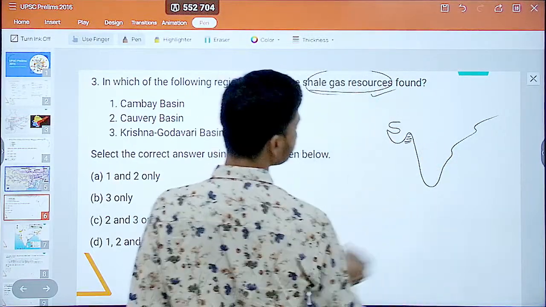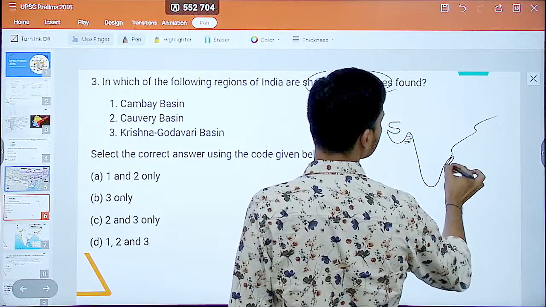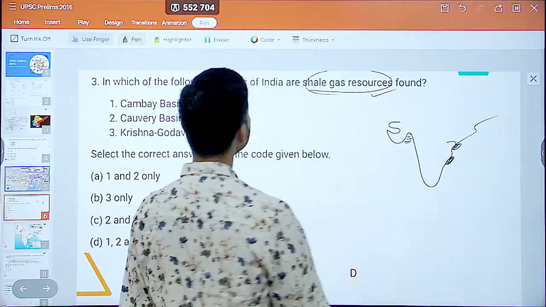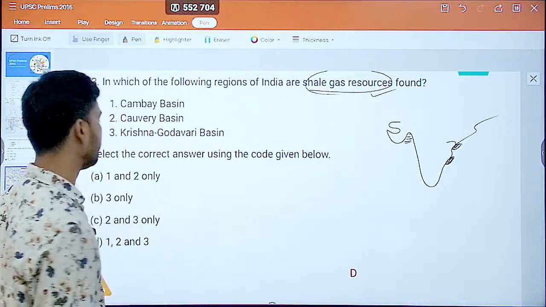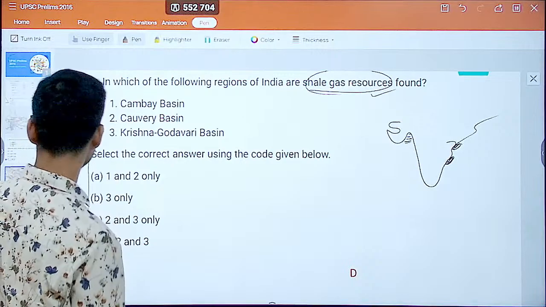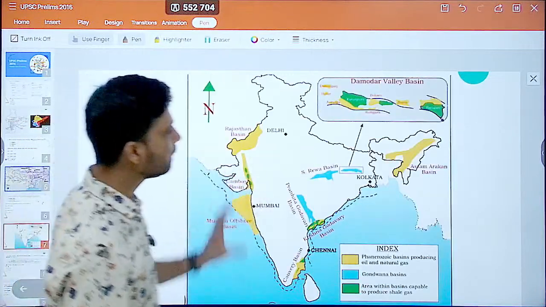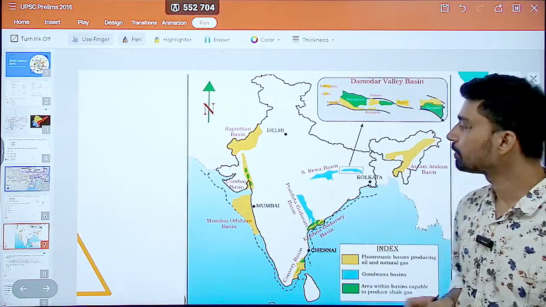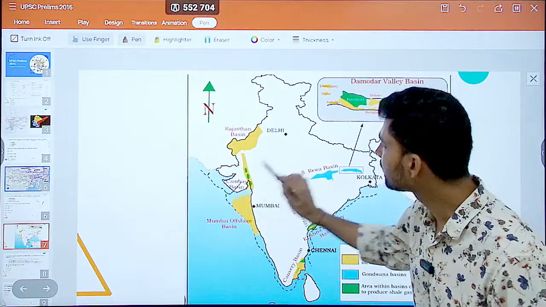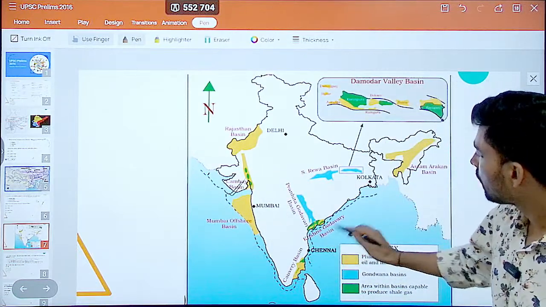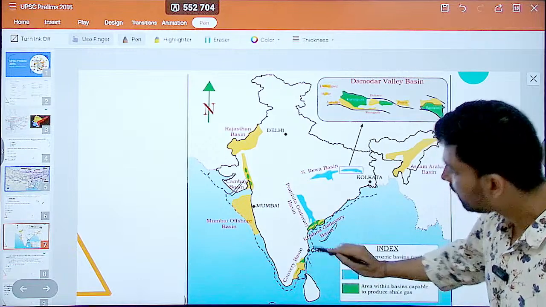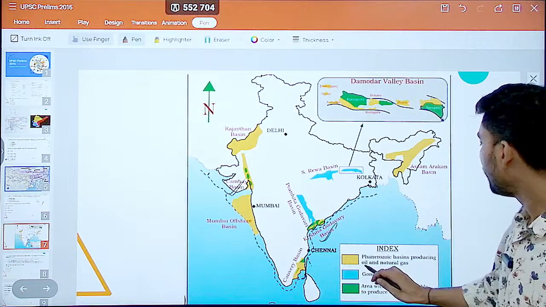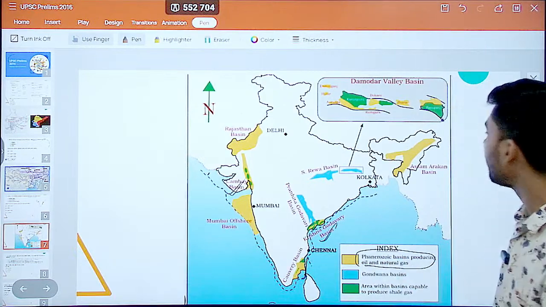Second is Kaveri Basin. We know that river Kaveri flows out in Tamil Nadu, and the Krishna Godavari Basin slightly in the north, where you will find the shale gas resources in India. The options are given here. So if you look at the map of India and understand the distribution of shale gases, as per the Ministry of Oil and Natural Gases, all the three regions, that is Cambay Basin in the west, Krishna Godavari Basin in the east, and Kaveri Basin also in the eastern part of India, are where we have Phanerozoic basins that produce oil and natural gases.